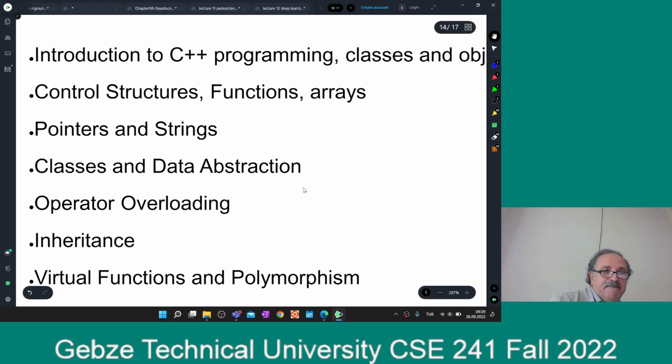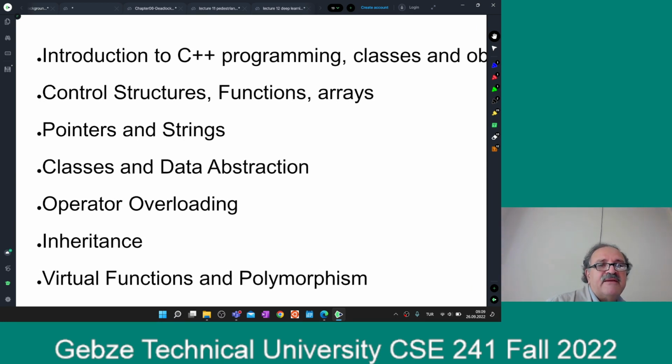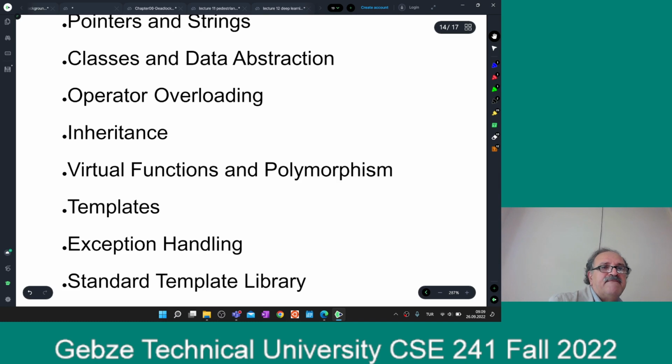Pointers and strings, again, you already know most of them. There is a new string class in C++. We will talk about it, but basically it will stay the same. Then the real stuff starts from here on: classes and data abstraction. Classes are the main building blocks of object-oriented programming, not only C++, but all object-oriented programming languages. We will talk about them a lot.